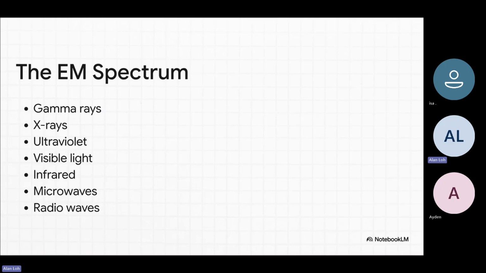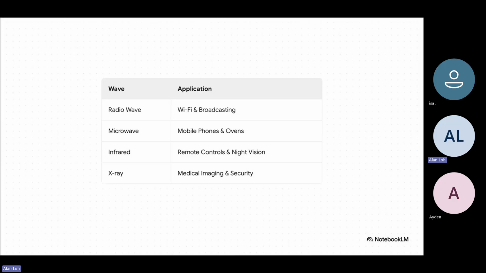Then comes ultraviolet, and right after that, this teeny tiny little slice that our eyes can actually detect, visible light. After that, we go to infrared, microwaves, and finally, the longest, lowest energy waves, radio waves. And we have put this invisible world to work in almost every part of our lives.